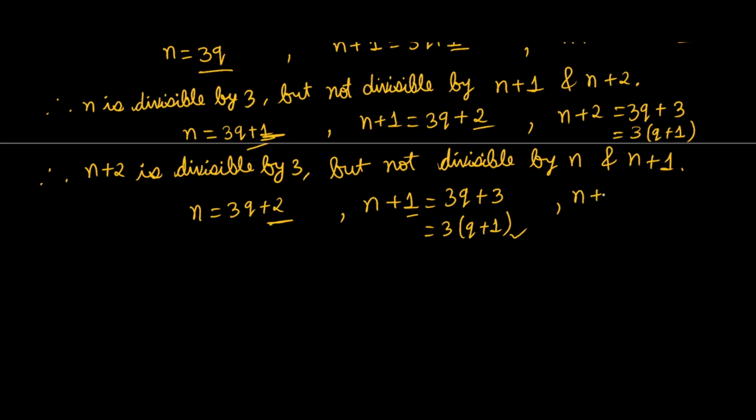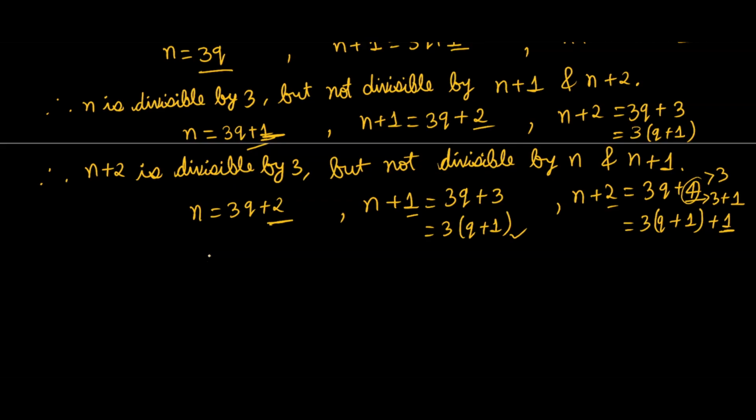Now n+2: we will get 3q plus 2 is already there, and this 2 will be added, so plus 4. We can take common and write this as 3 plus 1, so we will get q plus 1 and plus 1 as a remainder, as 4 cannot be a remainder because it is greater than 3. The remainder should always be less than 3.